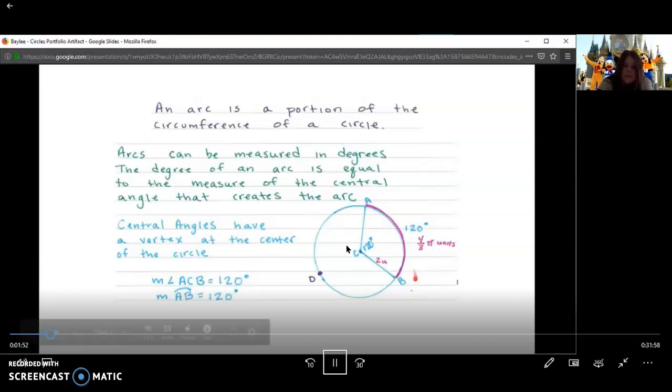They can be measured in degrees or another unit of measurement called radians. And this is the degree of the arc is equal to the measure of the central angle. So if this was 120 degrees, this would be 120 degrees also. Because this is the central angle, angle ACB would be equal to the angle of AB.